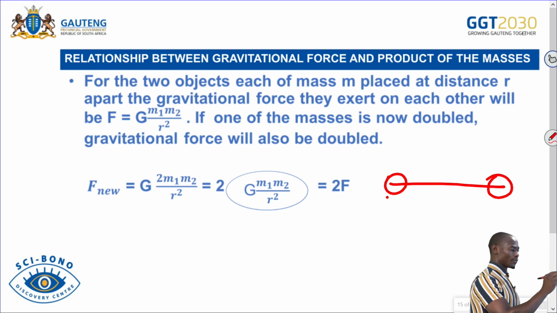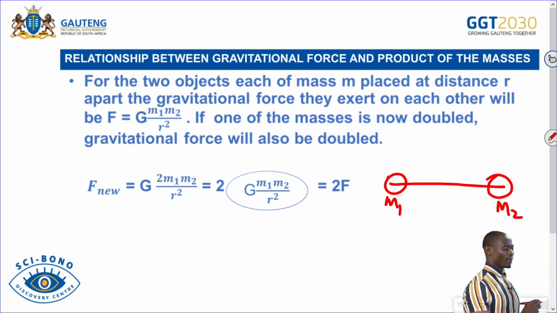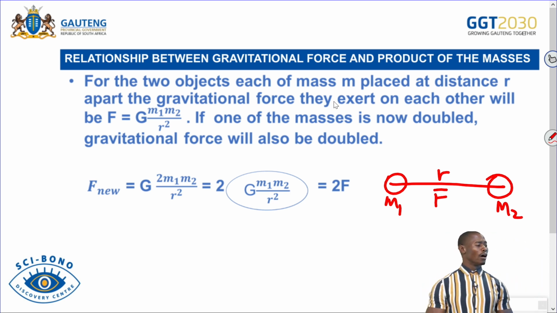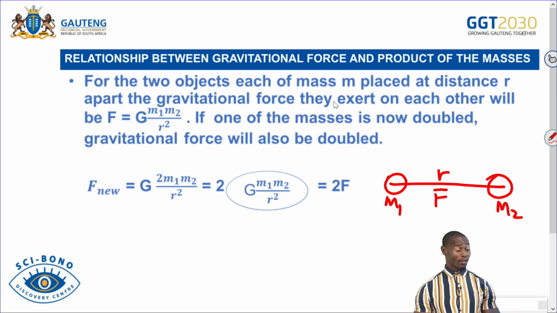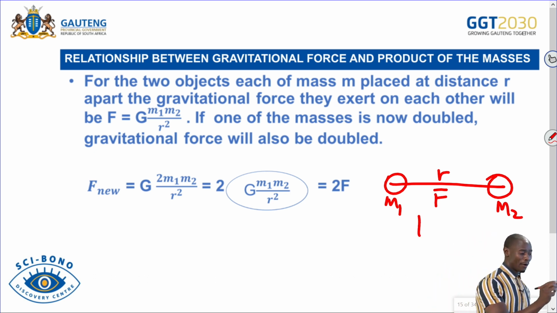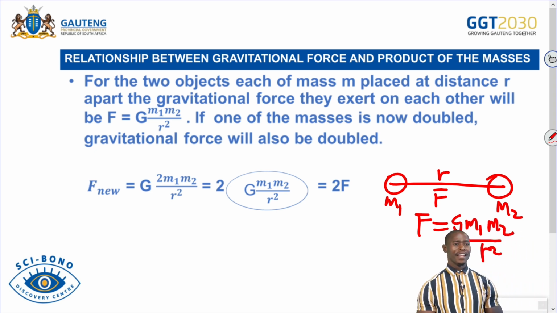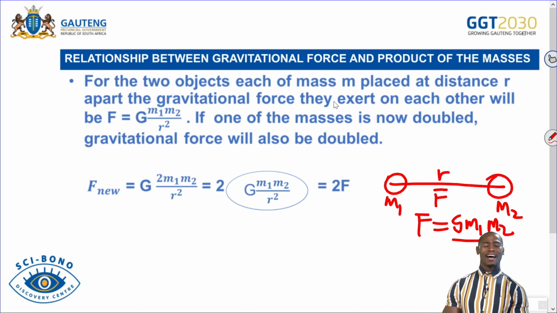Okay, it's object A of mass m1, object B or object 2 of mass m2, right? And then the distance between the two centers is r, and then the force exerted by m1 on m2 or m2 on m1 is equal to what? F. Which means that if I want F here, it will be F equals G m1 m2 over what? Over r squared. Right? So if now one of the masses is doubled, how will that affect the magnitude of the gravitational force?